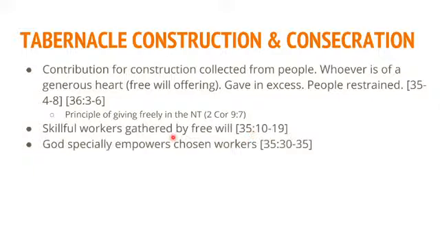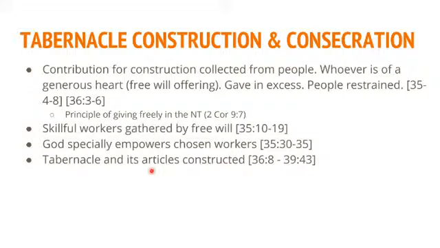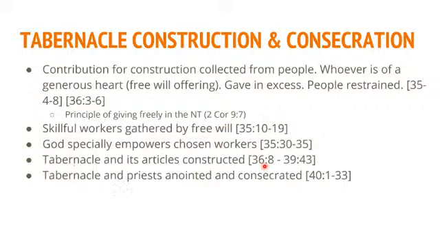So skillful workers were gathered by free will to set up and design and build the things for the tabernacle. God specially empowers his chosen workers, those people who were chosen to build or make the things for the tabernacle. God empowers them by his Spirit to do that work. So the tabernacle and its articles are constructed. All of these chapters in Exodus talk about that, where they made everything that was needed for the tabernacle.